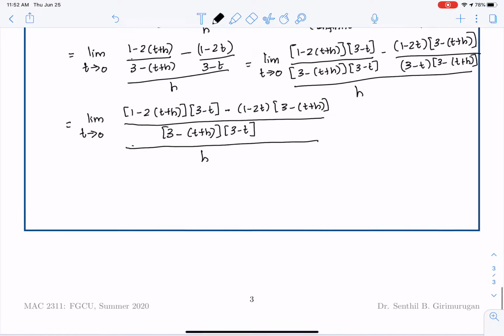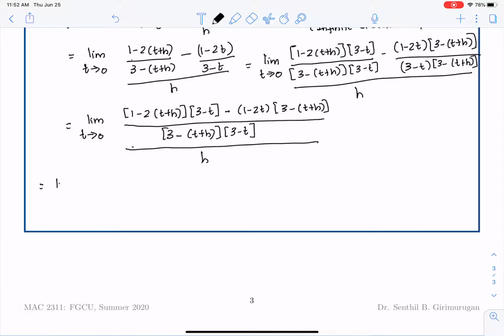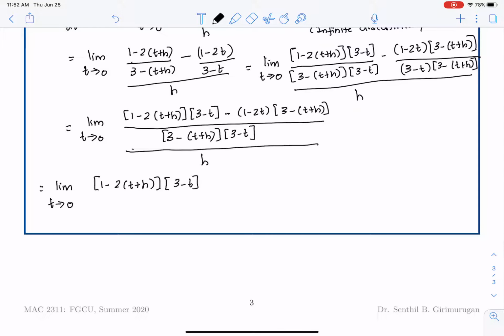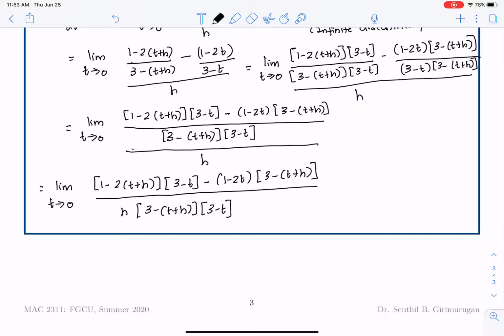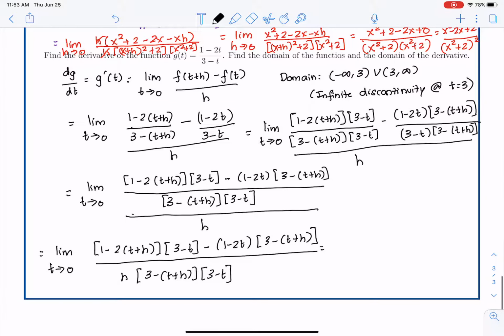So if we flip and multiply, that would reduce to limit as t approaches 0, 1 minus 2 times t plus h times 3 minus t, minus 1 minus 2t times 3 minus t plus h, divided by h times 3 minus t plus h times 3 minus t. Distribute and simplify. Oh, I made a mistake. It is not t approaches 0. I am sorry, it has to be h approaches 0.